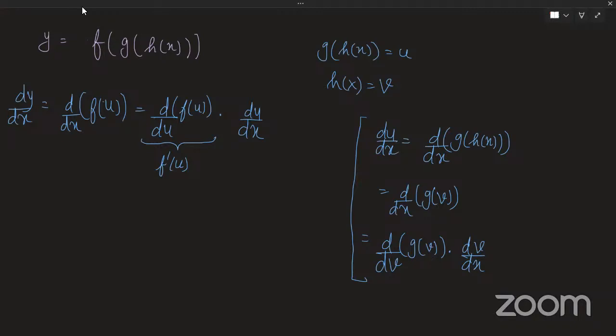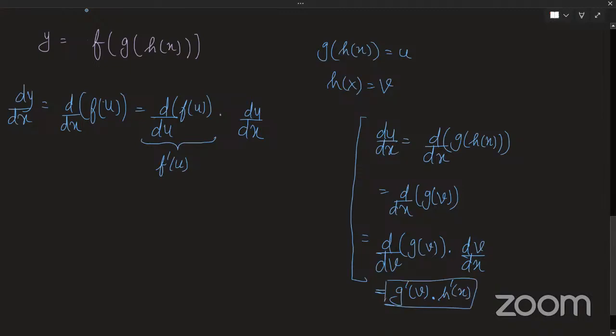Can anyone tell me what will be the value of d by dv of g of v? The derivative with respect to v of g of v will be g dash v. Great. And what will be dv by dx? It will be h dash x, because v is h of x. So obviously it will be like this.